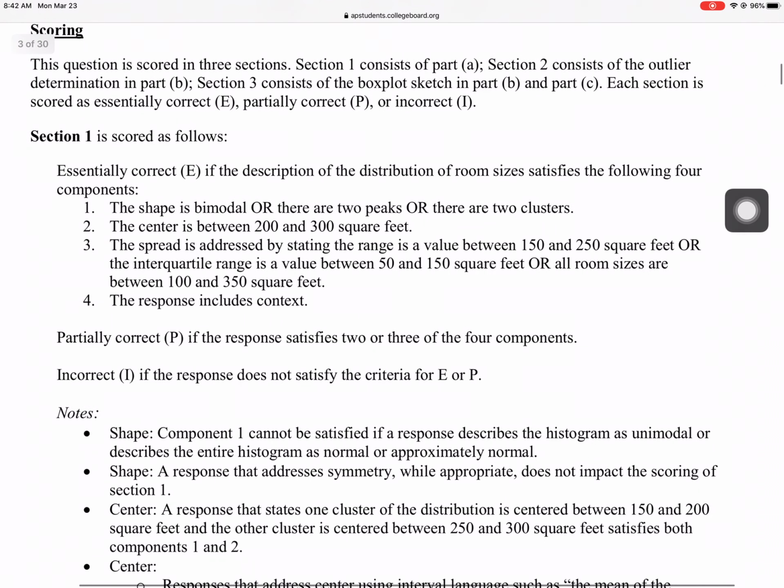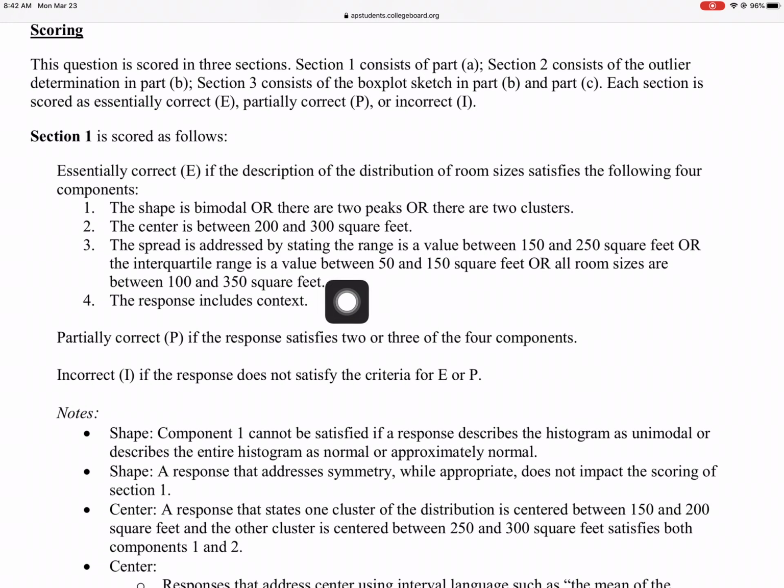They say, for part 1, which is this part, you get essentially correct if you satisfy all 4 of the following. You say the shape is bimodal, or that there are 2 peaks, or that there are 2 clusters. We did bimodal. The center is between 200 and 300 square feet. That's kind of vague, but they're saying you need to say something about the center being in that range, which we did.